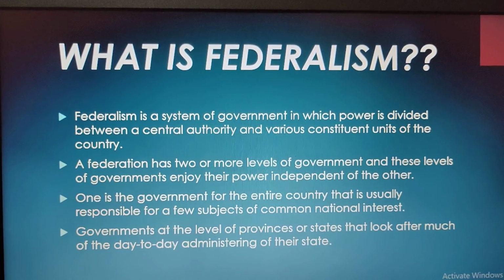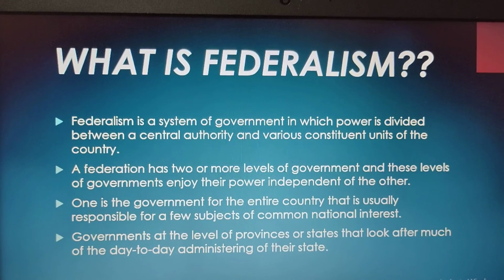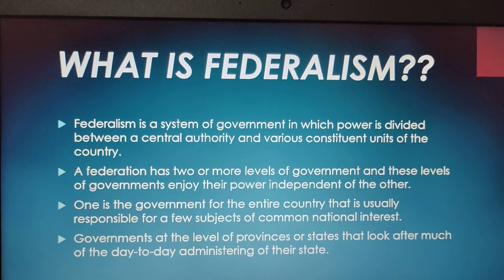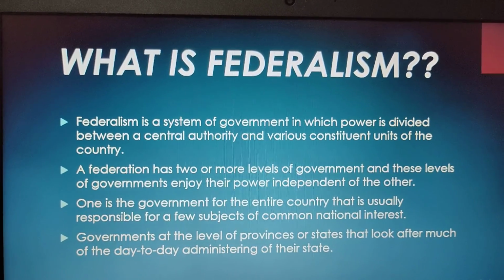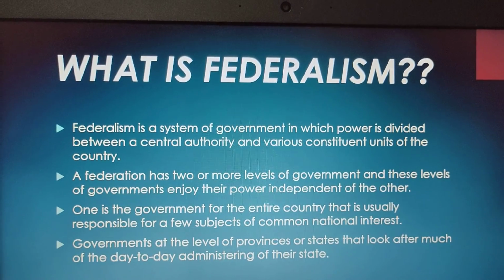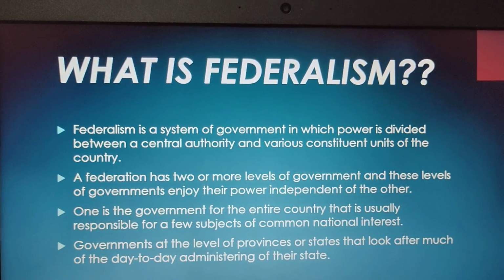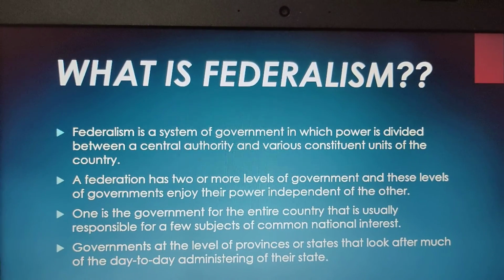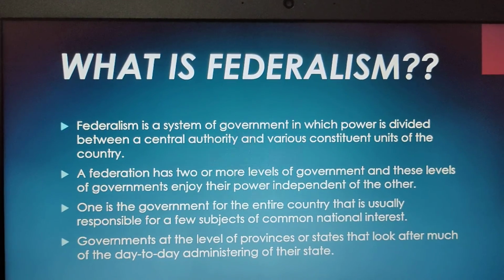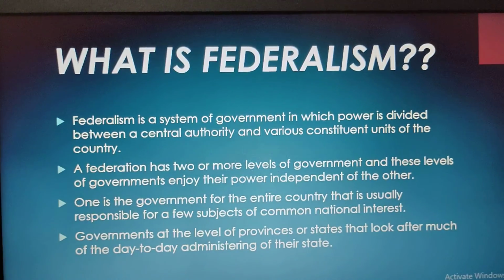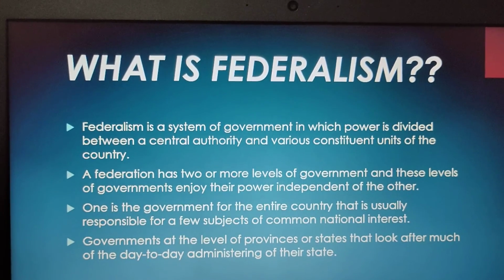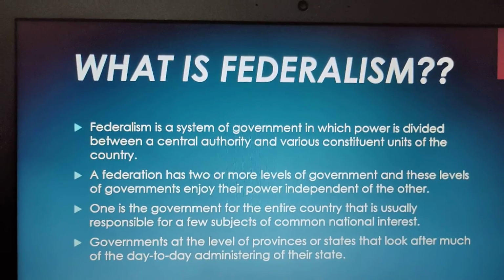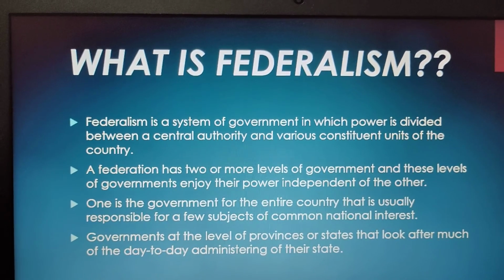So federalism is a system of government in which power is divided between a central authority and various constituent units of the country. A federation has two or more levels of government, and these levels of government enjoy their power independent of the other. One is the government for the entire country, that is usually responsible for a few subjects of common national interest. Now, these subjects of common national interest, which have been written here, we'll be discussing in a later slide. Governments at the level of provinces or states take care of much of the day-to-day administering of their states. We'll be discussing the state responsibilities as well.